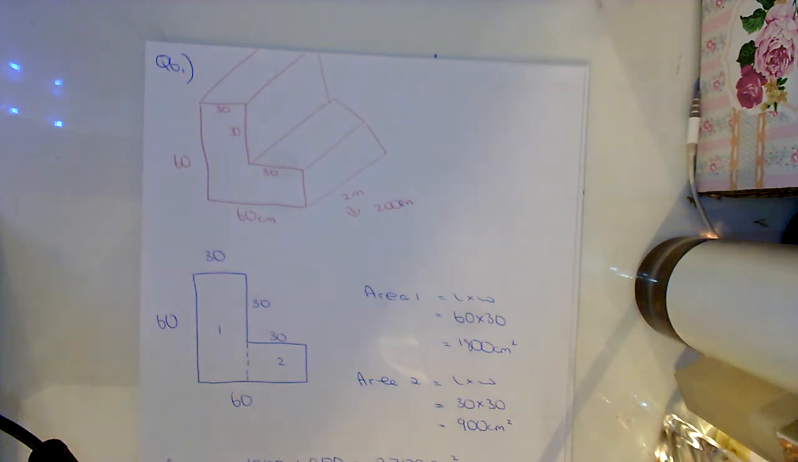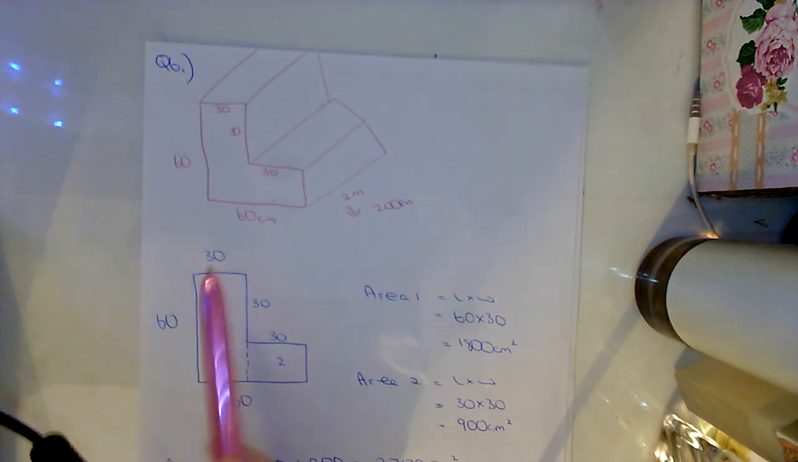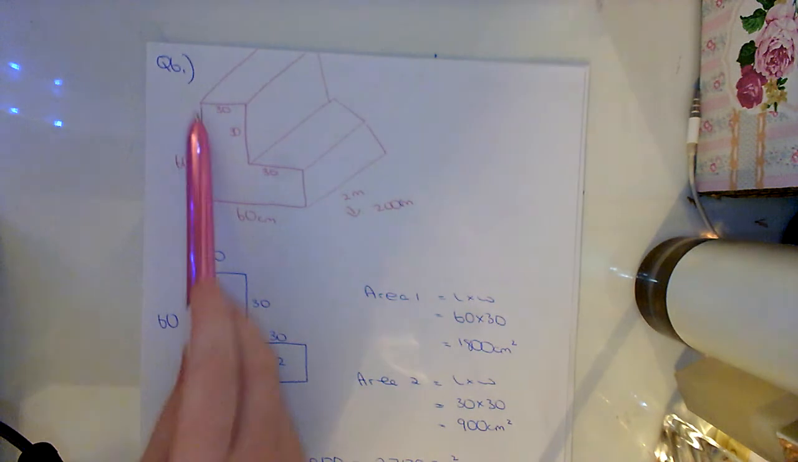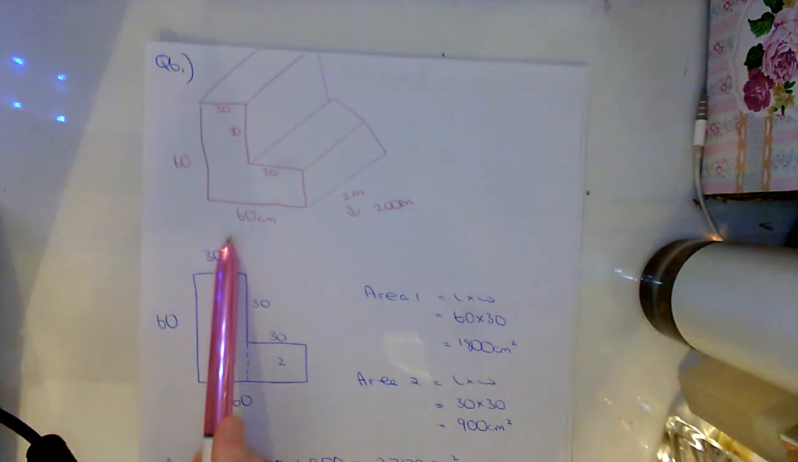Okay, this is my diagram. So this here is 60, I'm told this here is also 60, this is 30, 30, the height here is 30, and I am told that this length here is 2 meters.